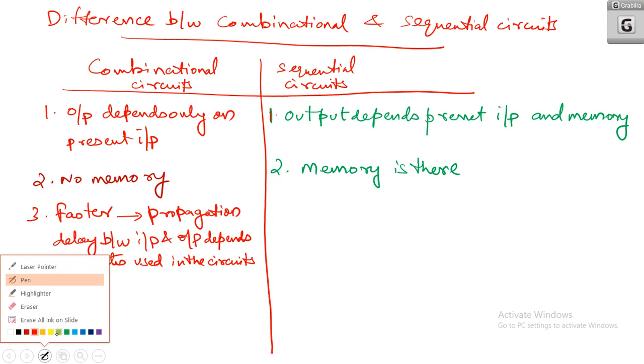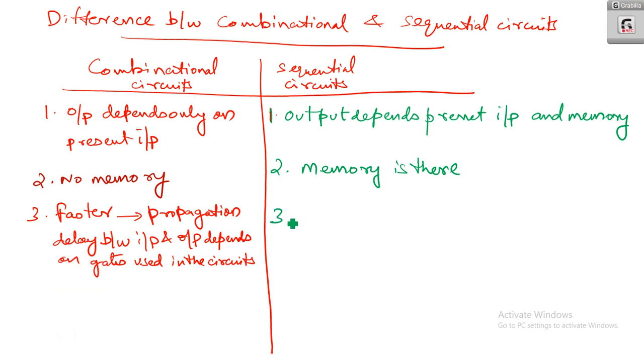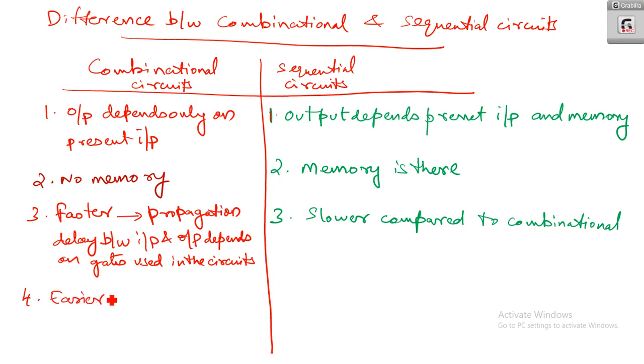Whereas in the case of the sequential circuit, it is slower compared to combinational circuits. Now coming to the last difference, the fourth difference. In combinational circuit, it is comparatively easier to design, because we are taking only the present input values and the required output values, and we are designing a combinational circuit. Whereas here it is harder to design.